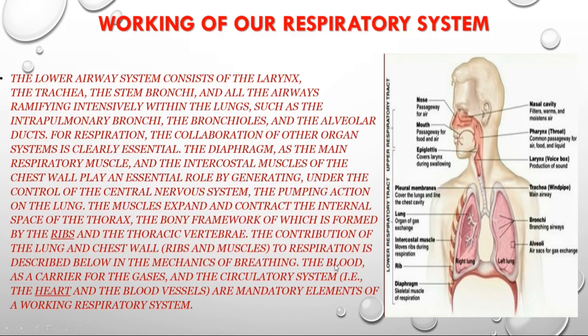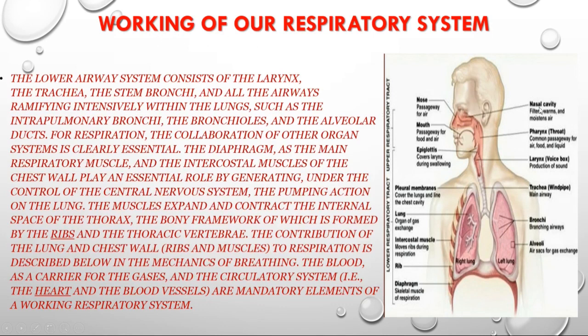The mechanics of breathing, and the blood as a carrier for the gases: the blood passing through the heart receives this freshly prepared oxygen, and it is mixed with the blood, and this blood helps to circulate the oxygen to each and every part of our body. So this is the total working of our respiratory system discussed. Hope you have understood it. This was the second part, and the last part we have also discussed in detail.